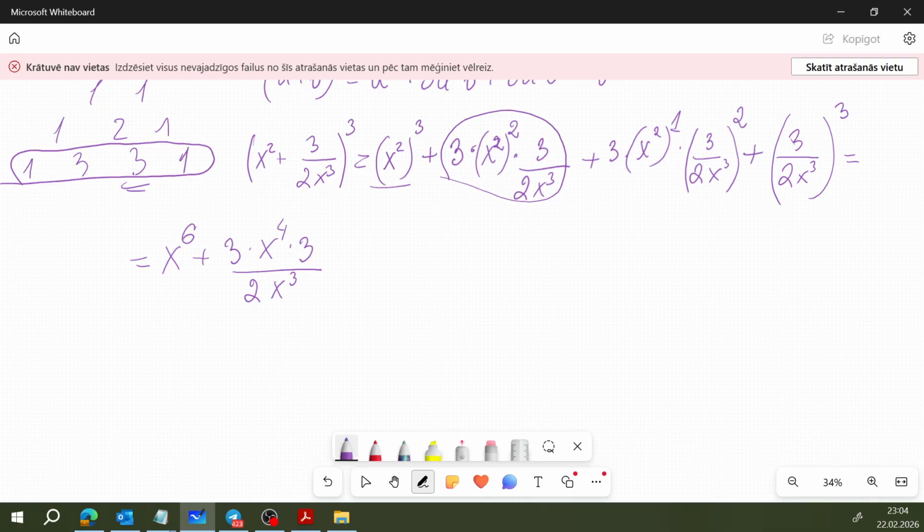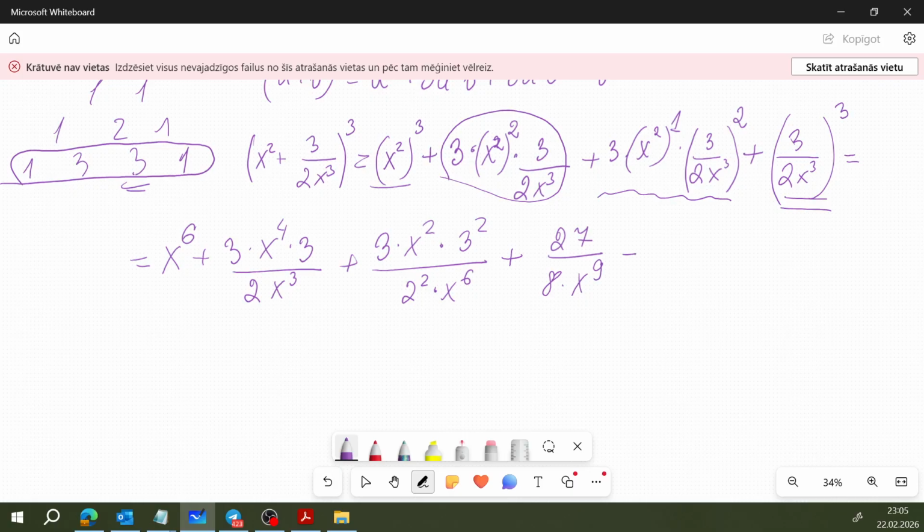Then the next thing is we have to take this term. It's going to be plus 3 times x squared times 3 squared, here it should be multiplied by 3 squared, and here 2 squared times x to the power of 6. So this is going to be the next thing. And the last part is going to be taken to the power of 3. So it will be 27 divided by 2 to the power of 3, it is 8. And here x to the power of 9.